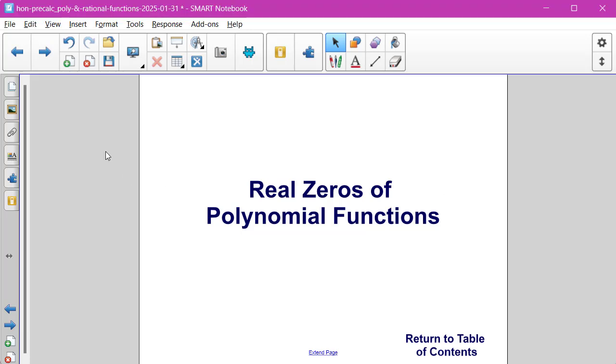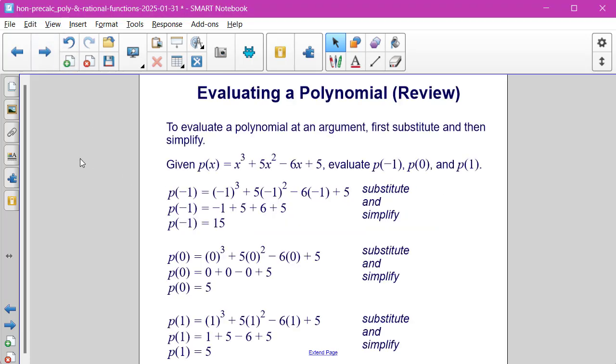Real zeros of polynomial functions. Let's begin by reviewing how to evaluate a polynomial. To evaluate a polynomial at an argument, first substitute it in for any x value and then simplify. So we have to find p of -1, p of 0, and p of 1.